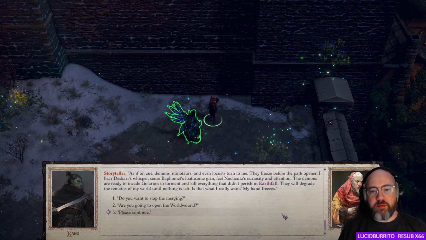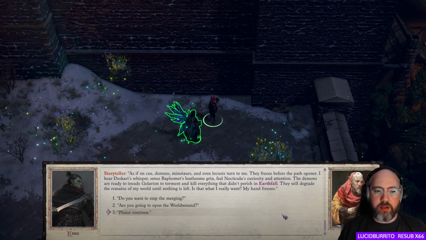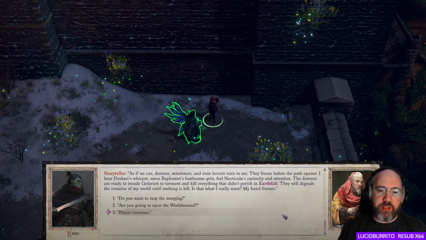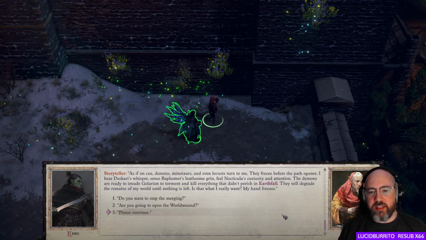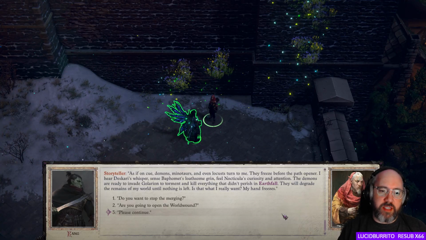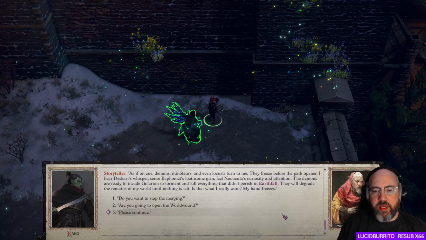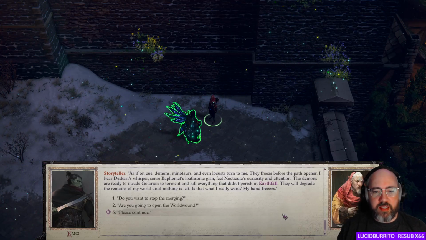As if on cue, demons, minotaurs, and even locusts turn to me. They freeze before the path opener. I hear Dascari's whisper and Baphomet's loathsome grin. I feel Nocticula's curiosity and attention. The demons are ready to invade Galarian, to torment and kill everything that didn't perish in Earthfall. They will degrade the remains of the world until nothing is left.